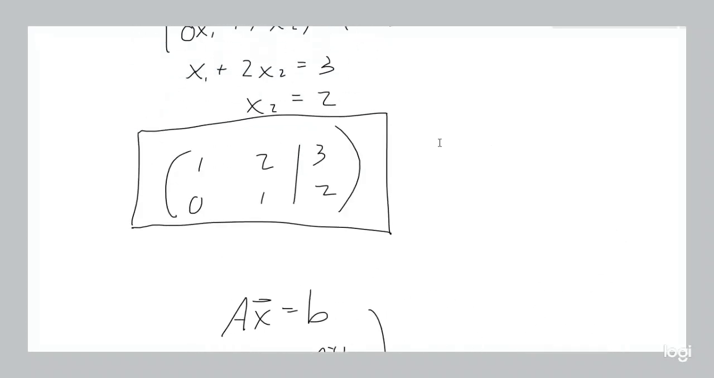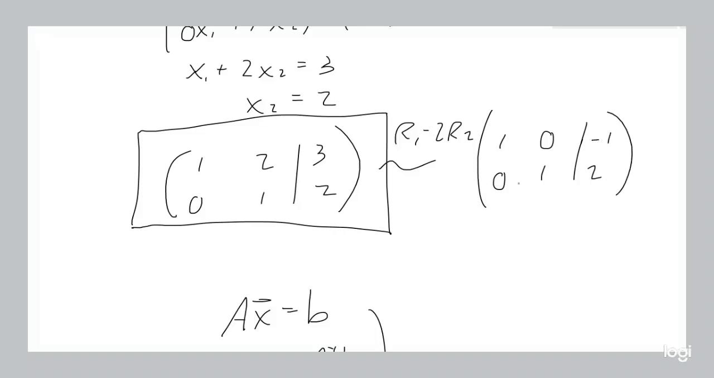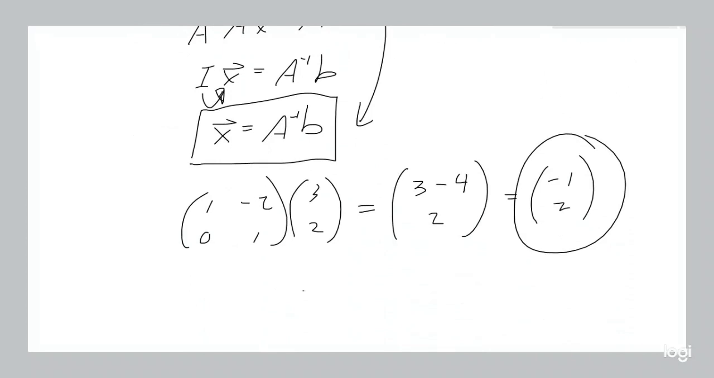If we were to take this and bring it to reduced row echelon form, row 1 minus 2 row 2, what does that give us? So 1 minus 2 times 0 is 1, 2 minus 2 times 1 is 0, 3 minus 2 times 2 is 3 minus 4, which is negative 1. So of course it gives us the same solution for x.